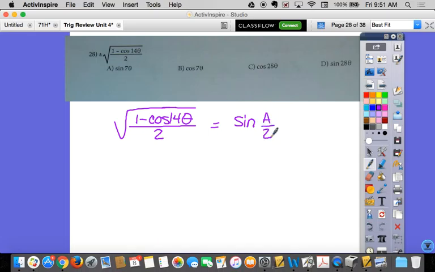So remember, A is right here. So you're going to have sine 14 theta over 2. So that is sine of 7 theta. So there's your match. You can't do anything else with it.